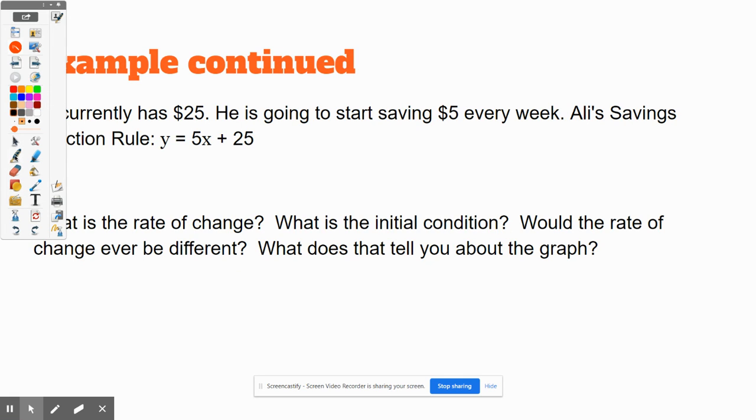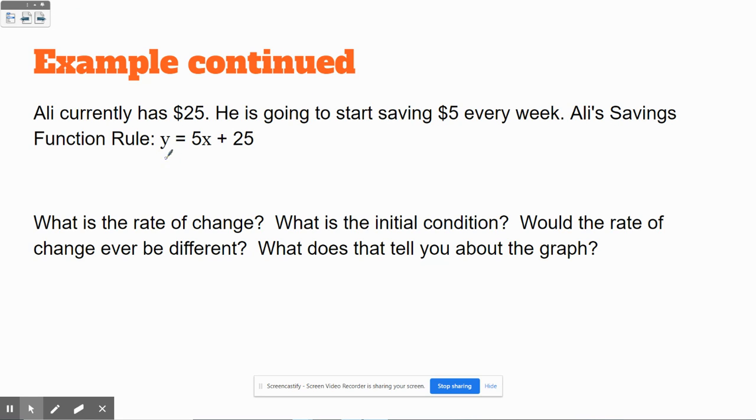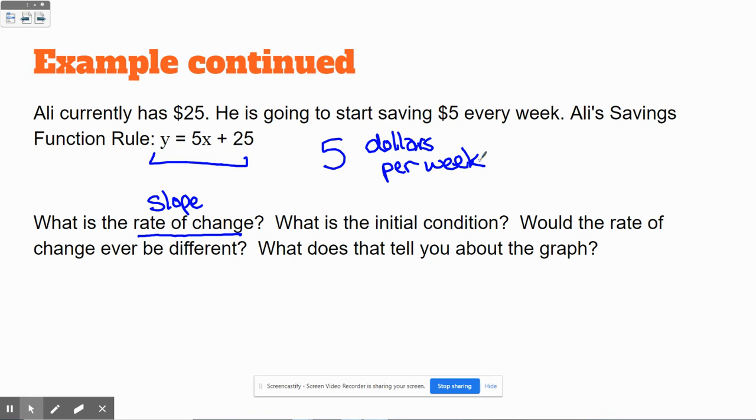Okay, so again, this is what I was just talking to you about a little bit. The rule could look like this. The average rate of change here is the same as the constant rate of change. It is the slope. So the rate of change here would be the slope, and that would be 5. And you're talking about a rate. It's $5 per week. That is the rate of change, and all slopes could be thought of like that.